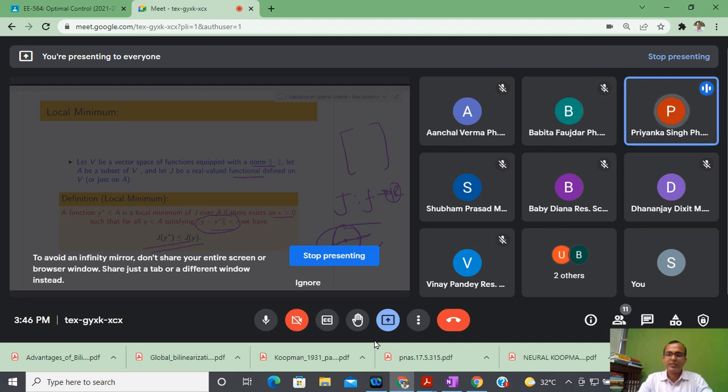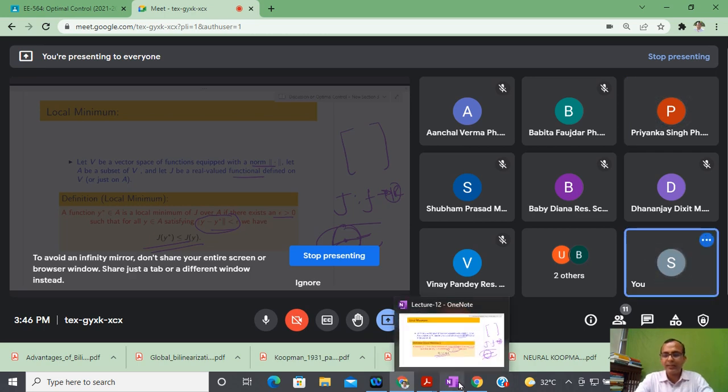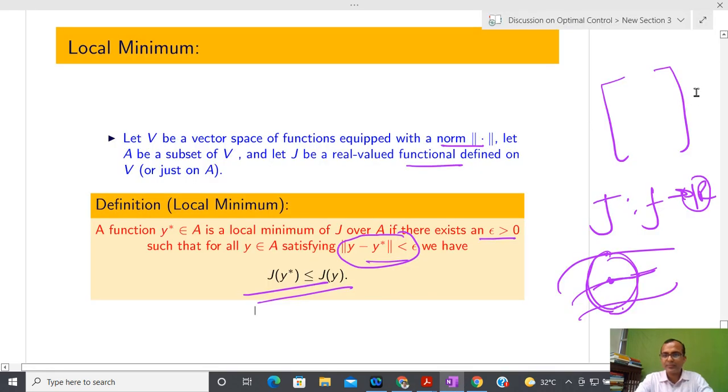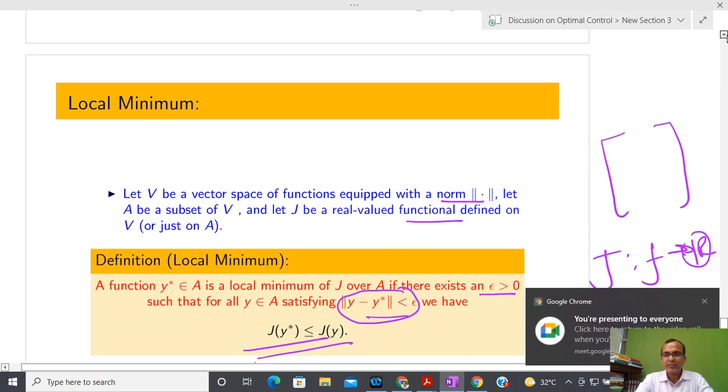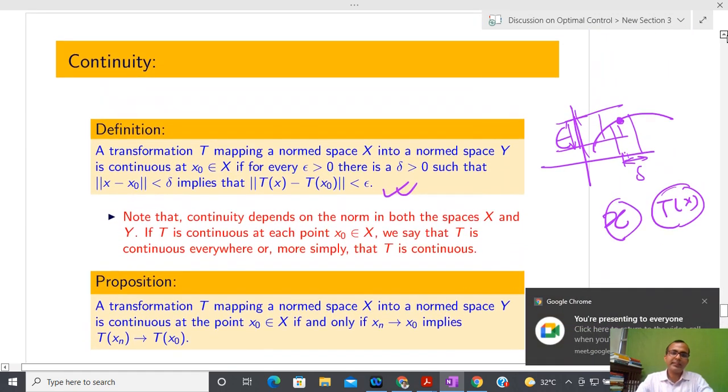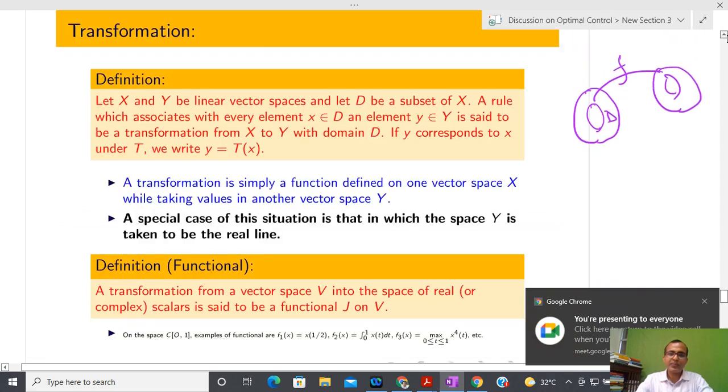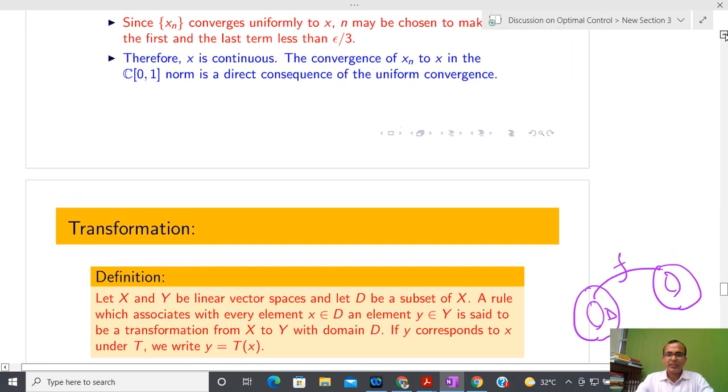Sir, yes, I have a question. Okay, please go ahead. Sir, in the zero norm, how can we satisfy the triangular property? So okay, let us come here. That is very easy to show.